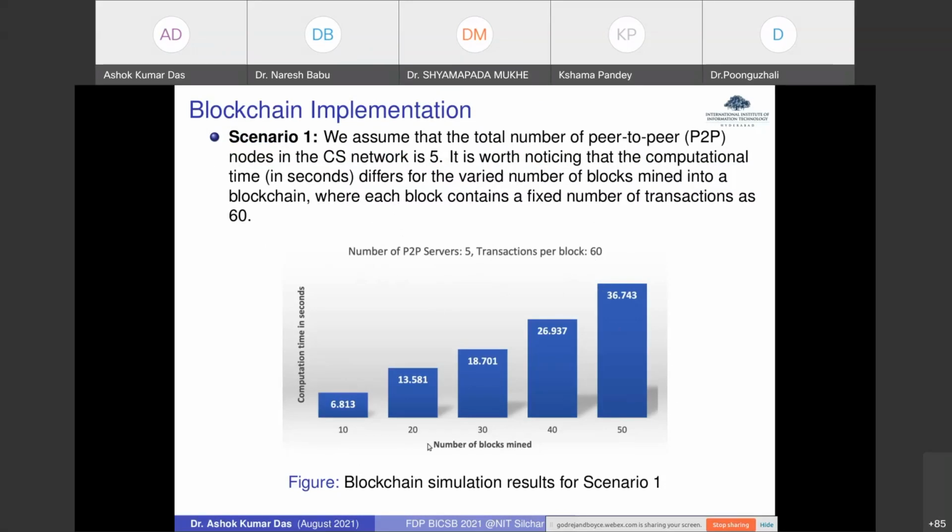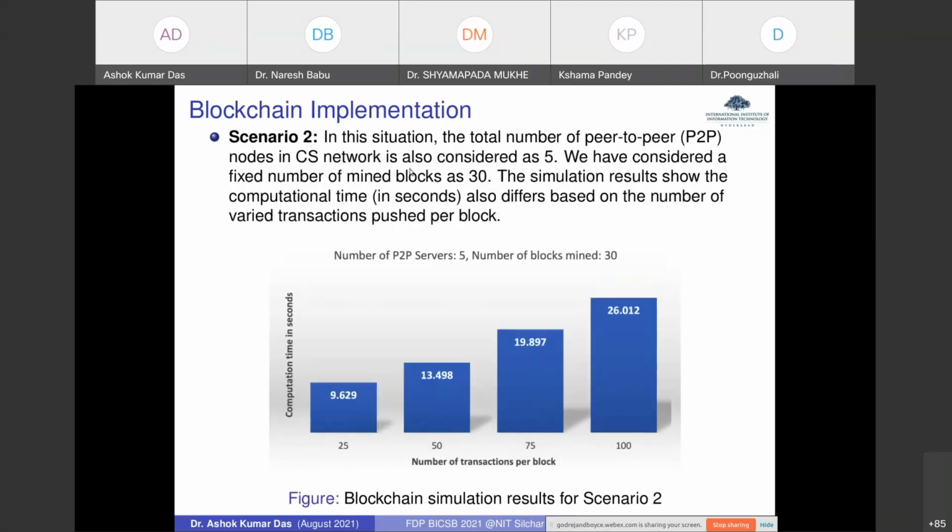Then we have varied the number of blocks mined in the network, and based on the number of blocks mined, we have received the computational time in seconds. You will see that when the number of blocks mined is more, computational time also significantly increases. This is because it requires a lot of communication in the peer-to-peer network when the number of blocks mined is more.